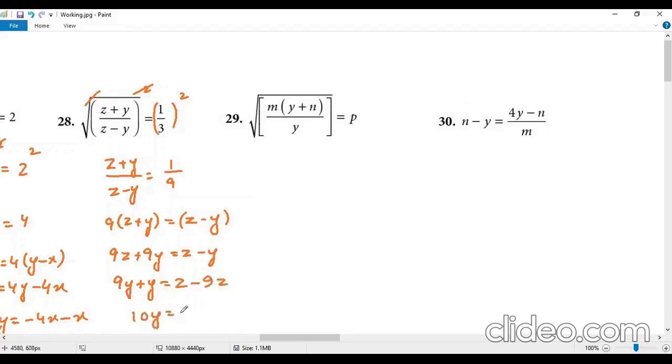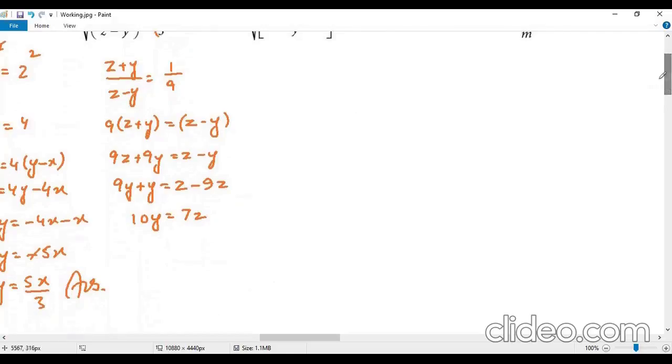This is going to give us 7z. That means y will be equal to 7z over 10, or 7.2 also will be fine, but till here you get full marks.